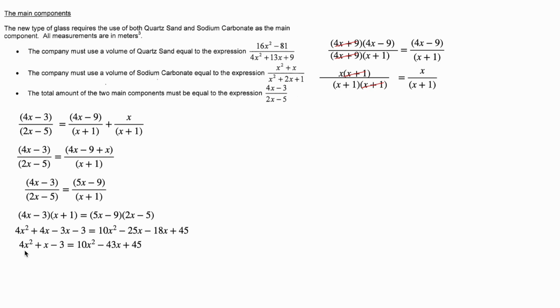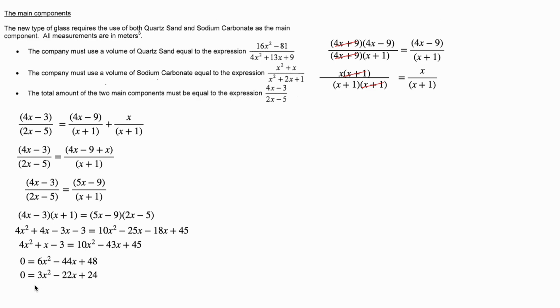Then I want to subtract 4x squared from both sides. That gives me 6x squared. Subtract x from both sides. Negative 43 minus 1x is negative 44x. Then I want to add 3 to both sides. 45 plus 3 is 48. There's a common factor of 2 here, so I'm going to divide every term by 2, giving us 3x squared minus 22x plus 24. Then I'm going to factor that.